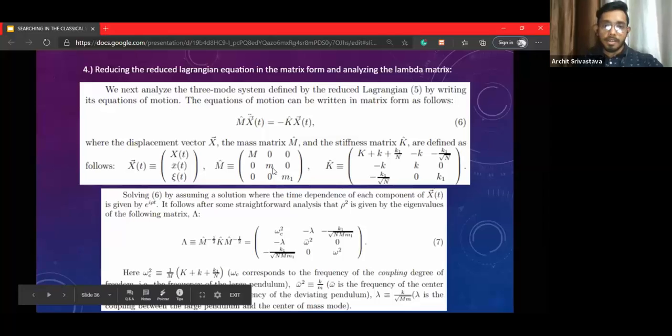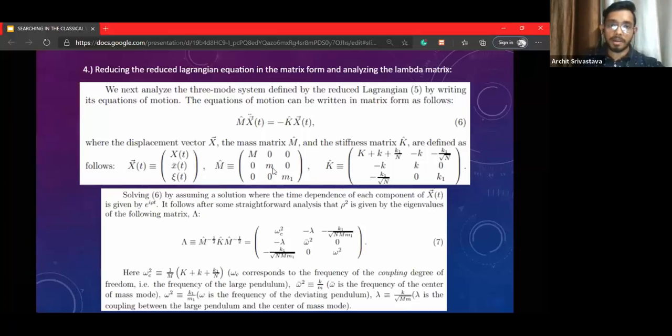Yeah. So now a bit more mathematics comes into play. What we have is the previous Lagrangian equation, and now we are reducing it into the equation of motion.